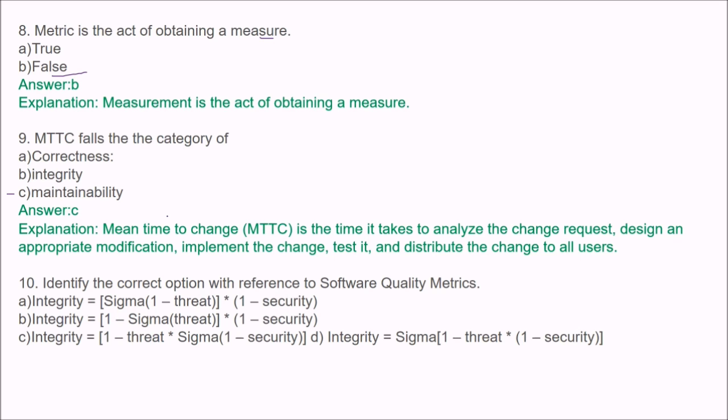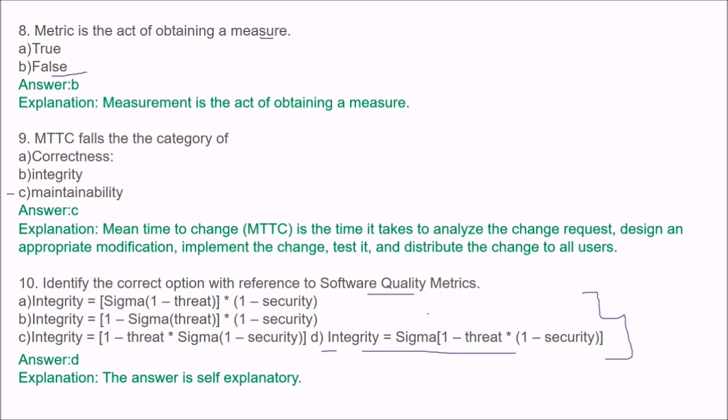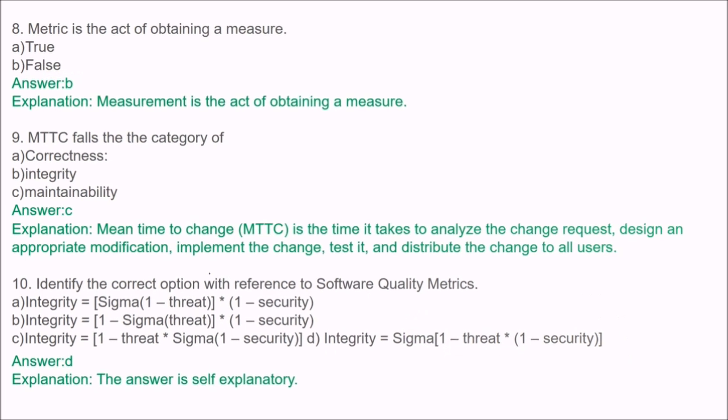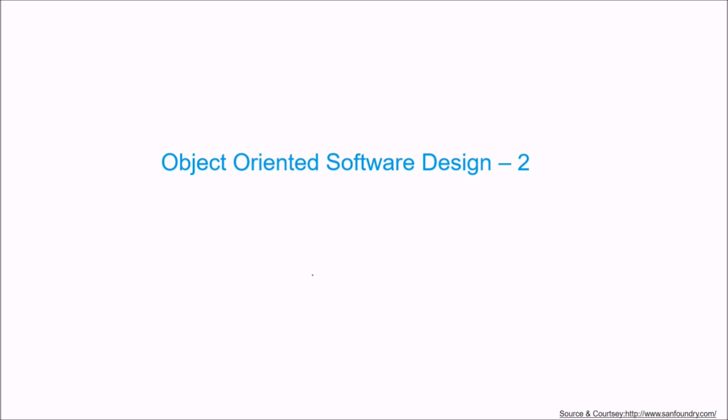Now next is identify the correct option with reference to software quality metrics. These are 4 options, A, B, C and D. Can you find out the exact relationship? The answer here is D. Integrity is equal to sigma, 1 minus threat into, in the bracket, 1 minus security. Integrity involves threat and security.